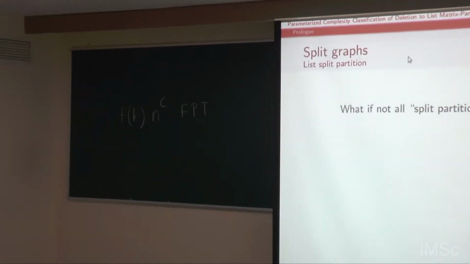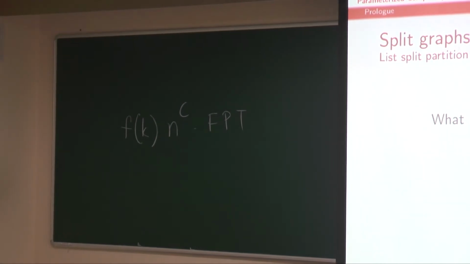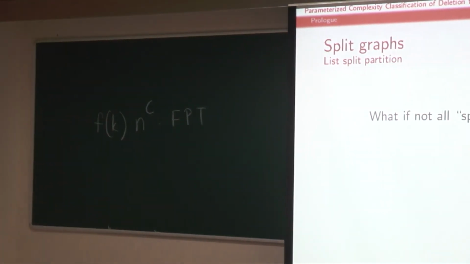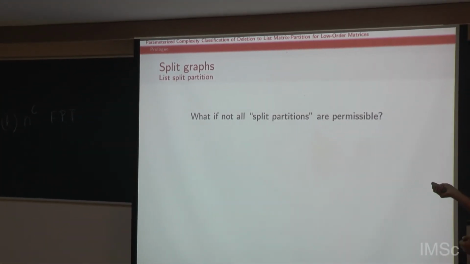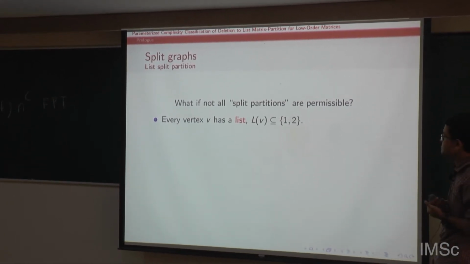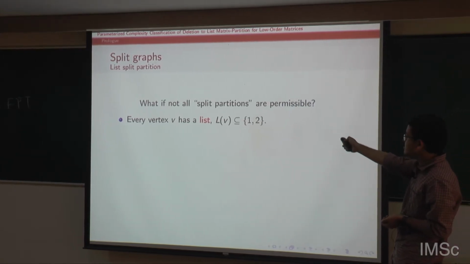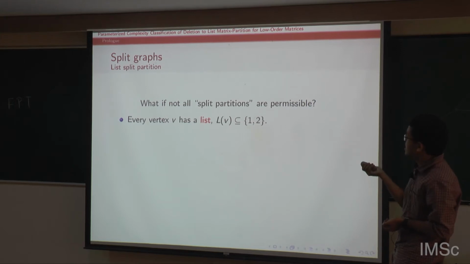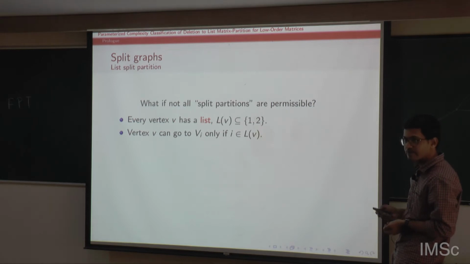So now we try to generalize the problem a little. We do not allow all split partitions, which is we do not allow all partitions into clique and independent set. We impose some more conditions. So what are those conditions? Every vertex comes with a list. What is a list? For vertex v, it has a list L of v, which is a subset of {1, 2}. And what does it say? It says that a vertex can go to part Vi only if i is there on its list.